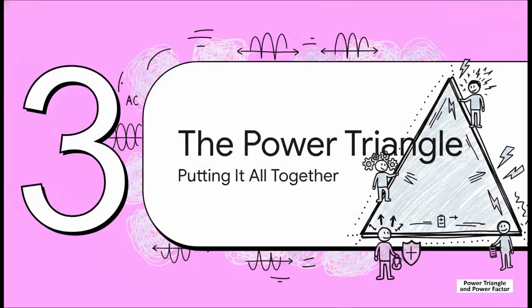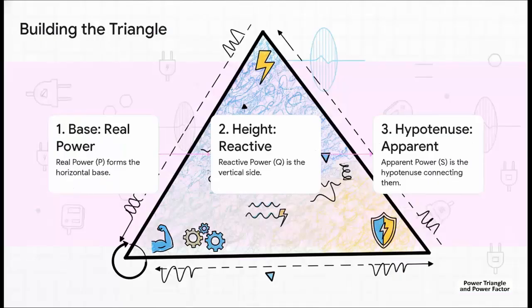Okay, so we've met our three characters. We have the worker, the support system, and the total effort. But how do they actually relate to each other mathematically? Well, that is where we get the power triangle. It is a beautifully simple visual way to put this all together. This little diagram illustrates the relationship perfectly.